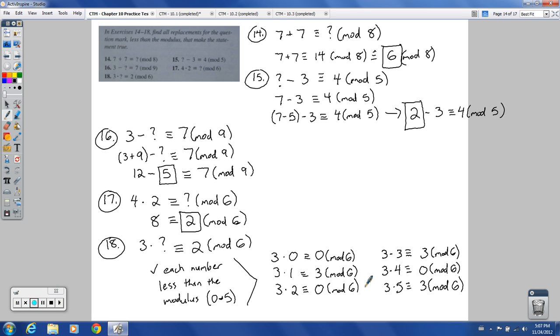So does anything work out here? No, it doesn't. So there is no solution. The back of the book has the empty set, so you could write it like this, or you could write it like this. There's no solution, empty set. You could even write something like that. So the null set, nothing works in there.